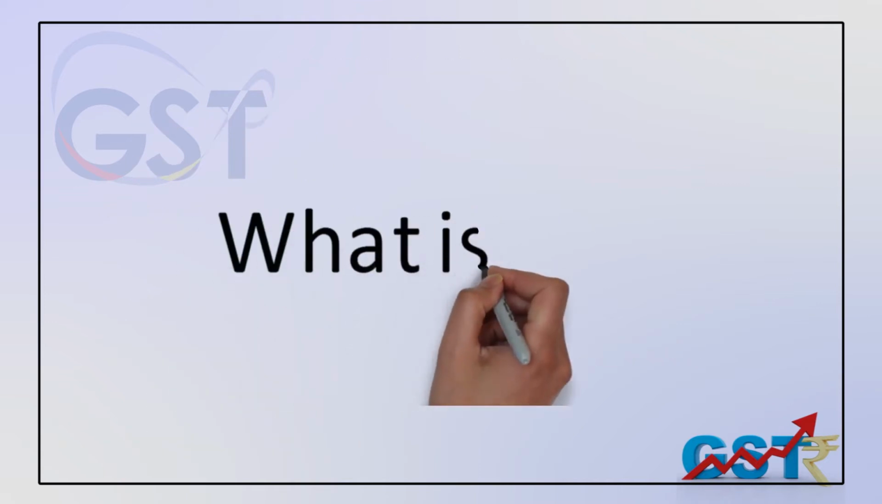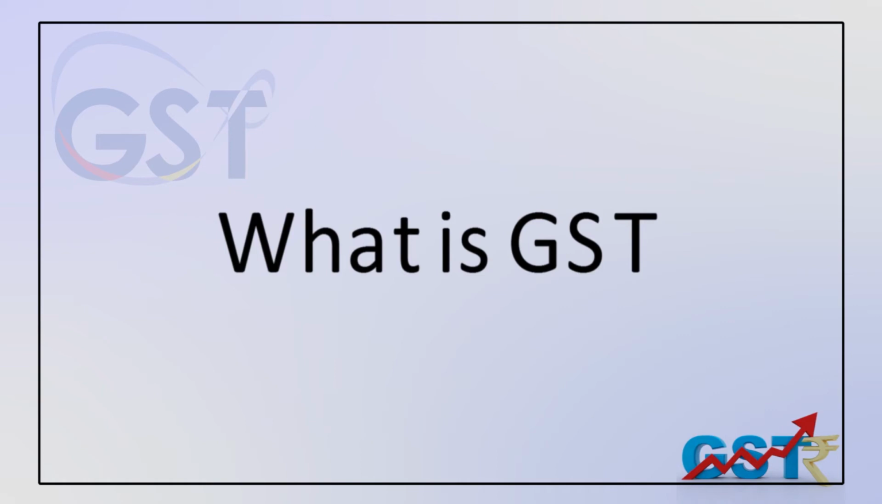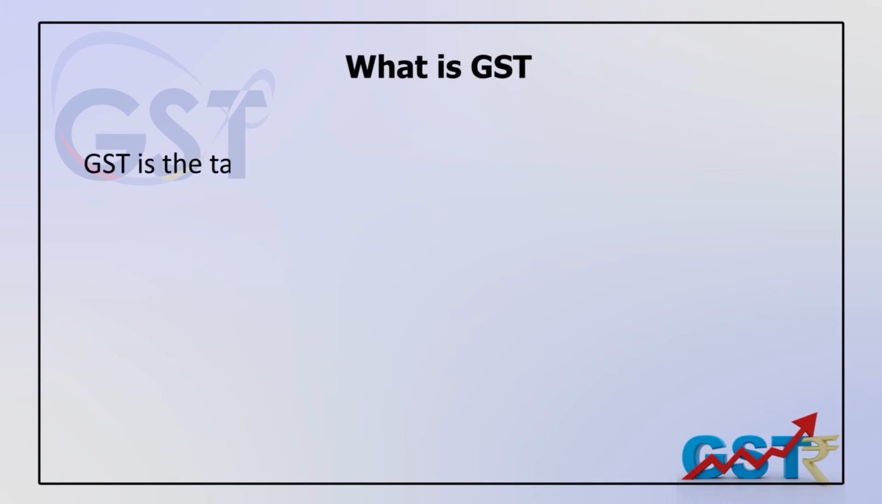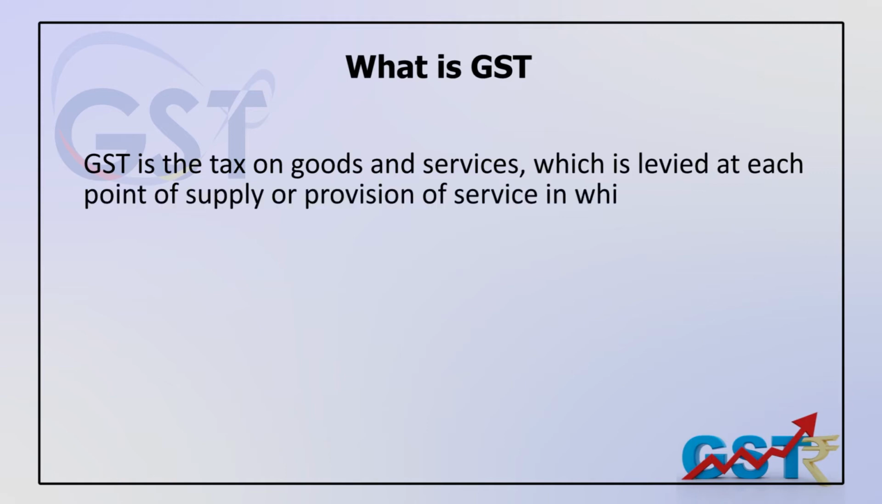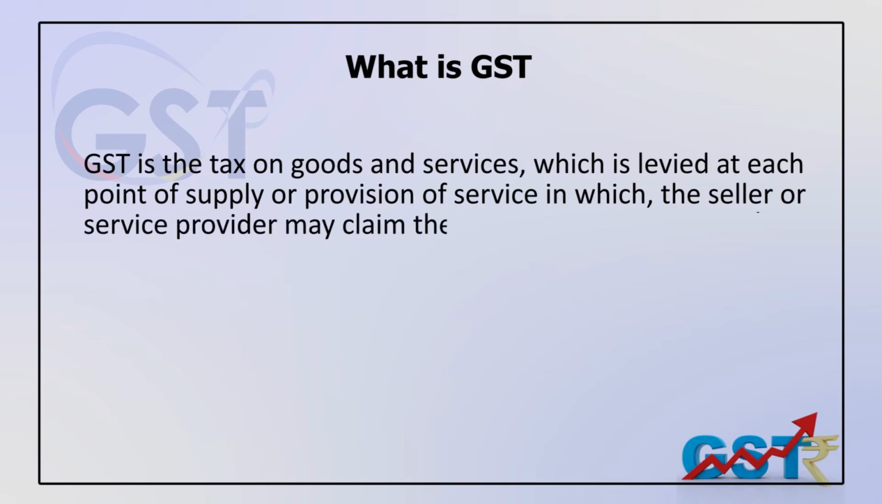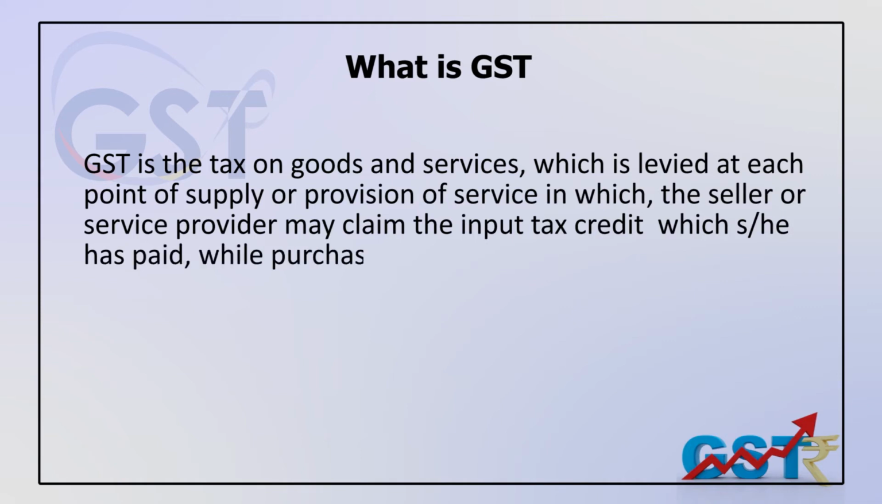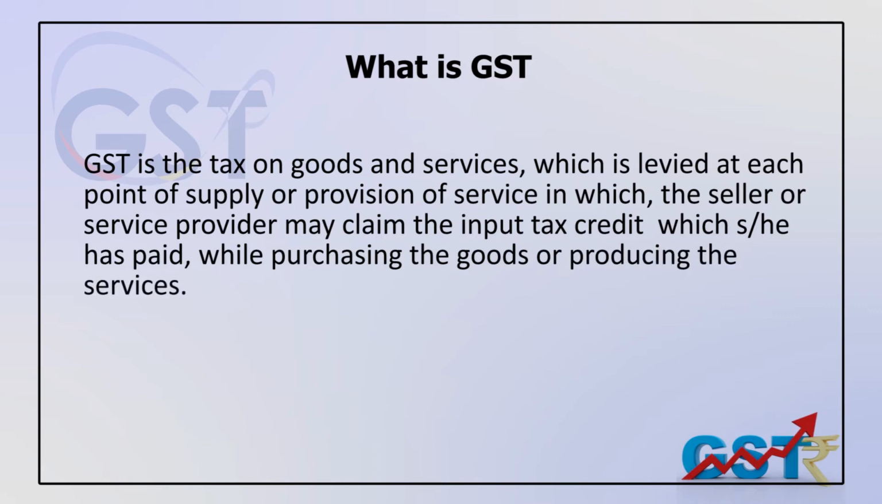Now, you would be interested to know what is GST. We are discussing GST from the beginning. So, goods and service tax. What does it mean? Goods and service tax is a tax on goods and services which is levied at each point of supply or provision of service, in which the seller or service provider may claim the input tax credit. Against which will they claim? They will claim the input tax credit which they have paid while purchasing the goods or producing the services. So, this is the definition of GST.